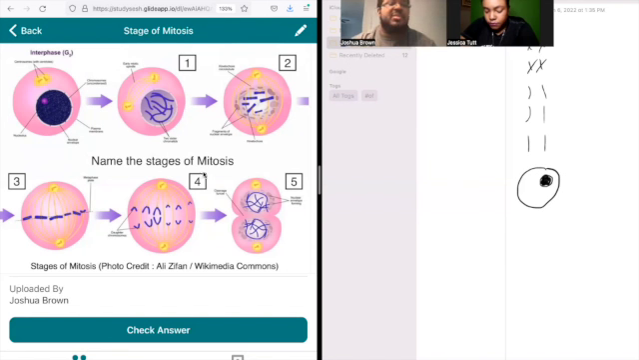Pro-metaphase is in between them. What happens is the spindle fibers start to attach to the chromosomes, or the kinetochore in the chromosomes, and everything's starting to get ready. Everything's starting to go into place.